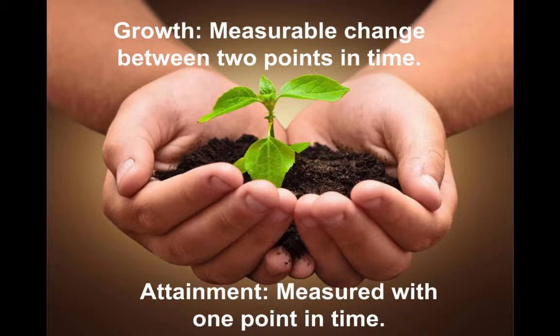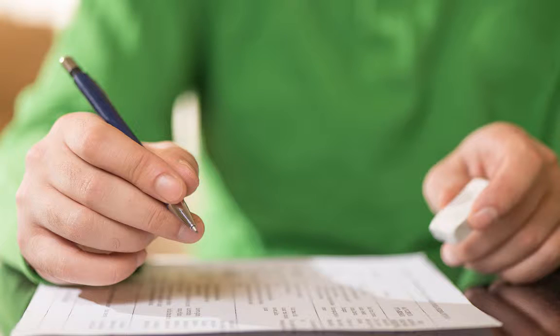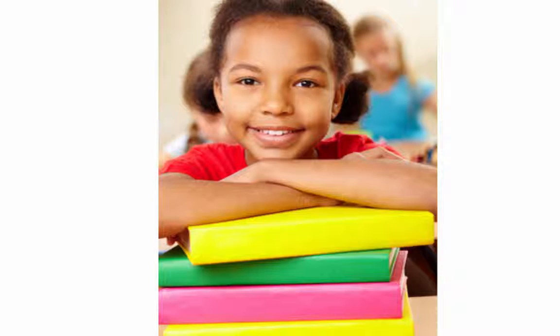Whereas attainment is a little bit different. Attainment is something where you measure with one data point. So this might be the percentage of students who are proficient on a final exam, or the percentage of students who scored on grade level in a reading assessment. This is really looking at how much information the student knows or what their ability level is at that single point in time. It's not comparing anything that they're doing to a previous point in time.